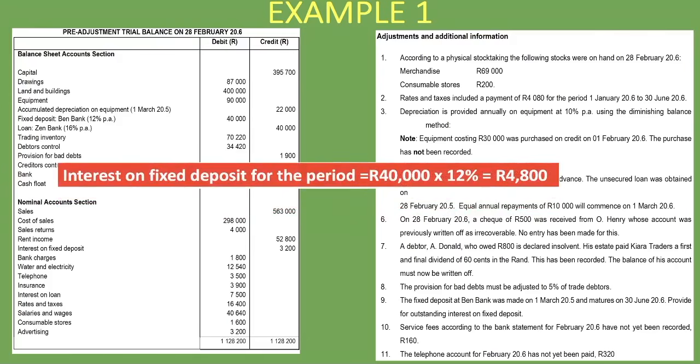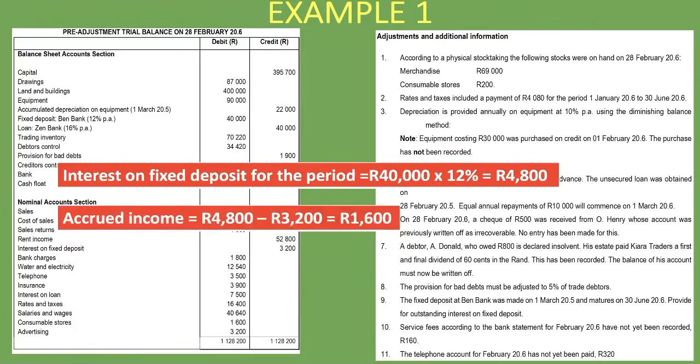And what do we see that we have recorded so far? We've recorded 3,200 rand, and that's why we are told that we need to provide for outstanding interest on fixed deposit. So we're just going to take the 4,800 minus the one we've accounted for, which is 3,200, and we have an accrued income of 1,600. Why is it an accrued income? Well, because it's income that we have earned and we have not yet received it or accounted for it.